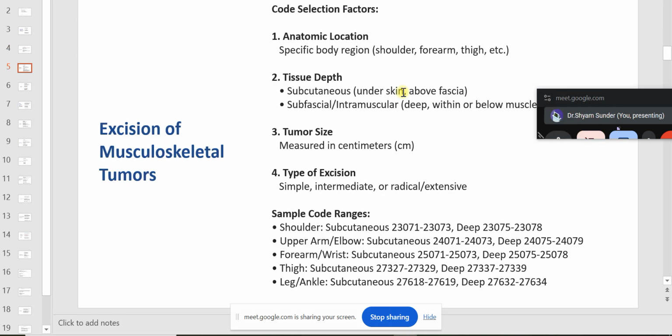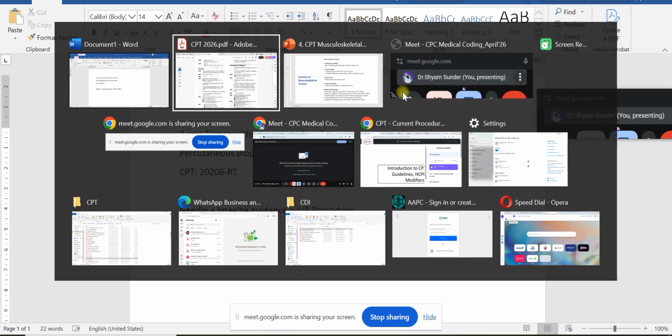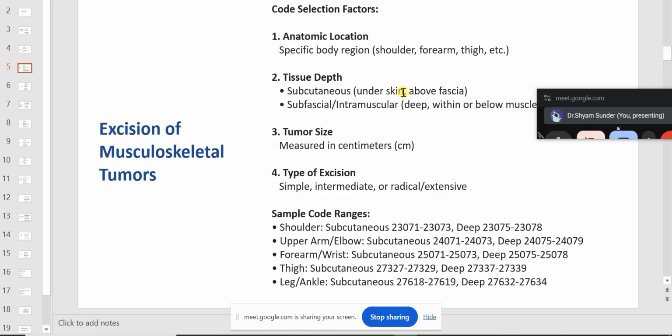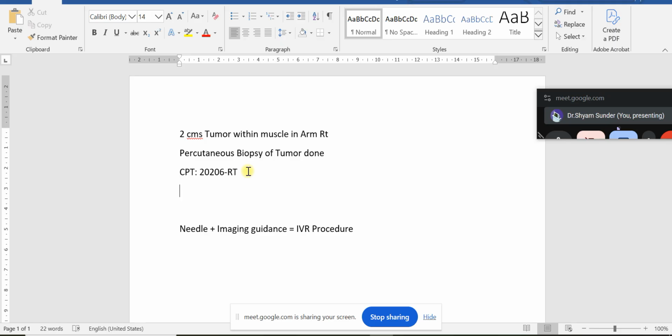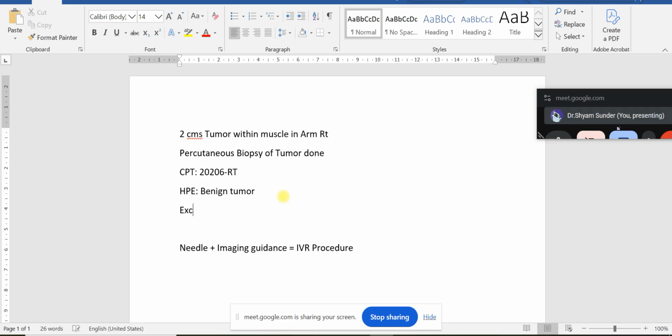All right. So next to biopsy, then excisions. What is excision? You know, right? Excision is taking out part of the organ or the entire lesion. That is excision. So in the same example, you've done a percutaneous biopsy here. You send it to the lab. Now you have the lab report. Let us assume the report says benign tumor. It is not cancer. This is the HPE, histopathological examination, says benign tumor. Now the surgeon wants to do excision. This is a different date of service.